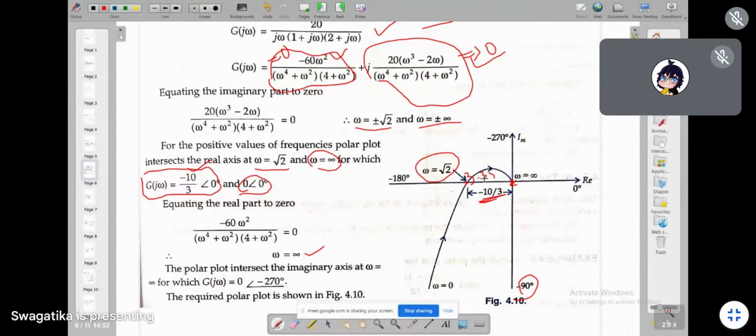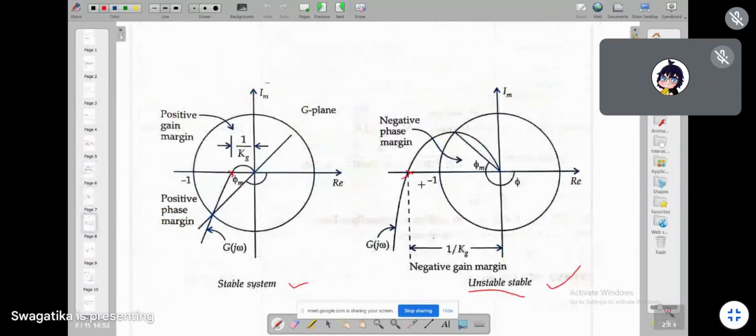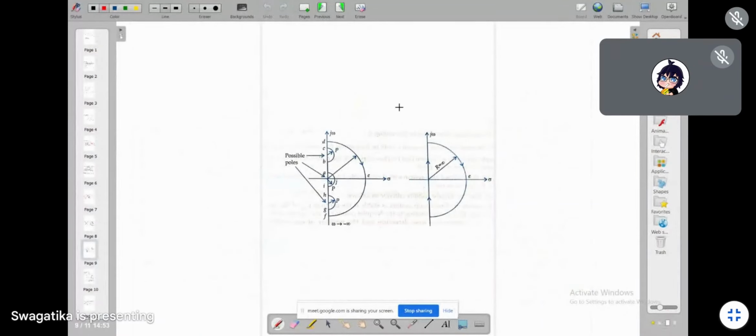So this means it will be outside the unit circle, because unit circle means radius is 1. Yes or no? So obviously here you can see this is outside the circle, 3.33 radius. Yes, ma'am. So the system is stable or unstable? This is minus 3.33. Right. So the system will be unstable. Understood? Yes, ma'am. So we will go for the Nyquist analysis.